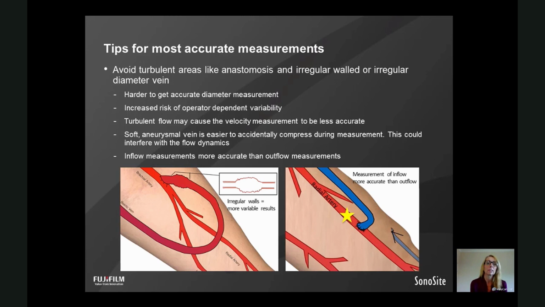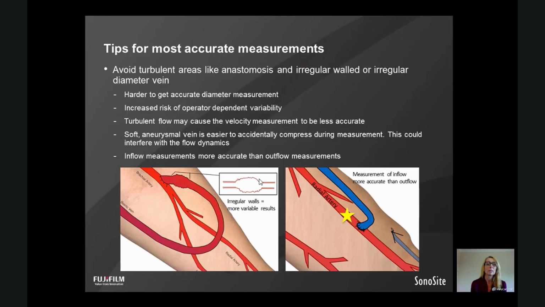It's harder to get an accurate diameter measurement if we're choosing these irregular walled areas, so particularly where we're cannulating or in the anastomosis area where it's curved, we may not measure directly the diameter that we should be. So there's an increased risk of operator-dependent variability in those areas. So we really need to be looking at areas that have a nice straight wall.